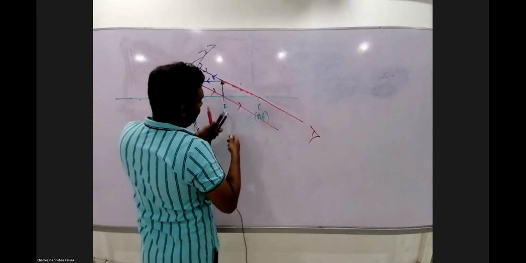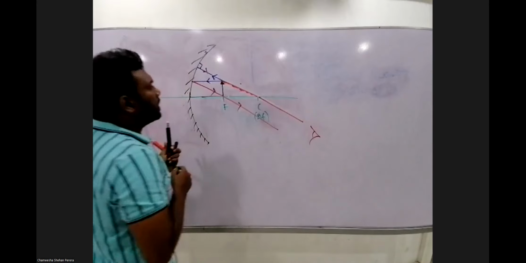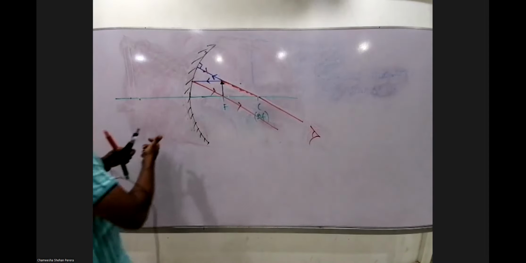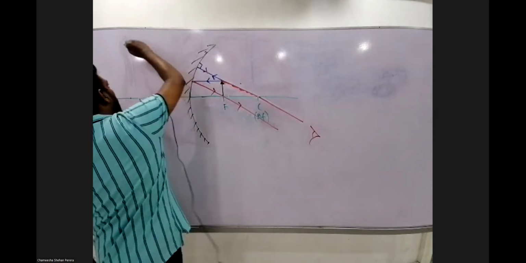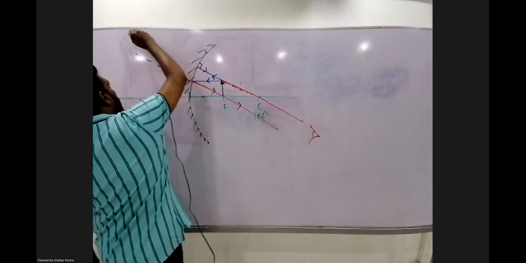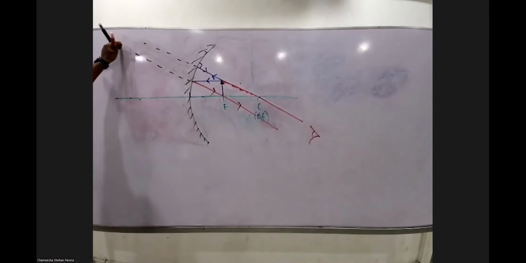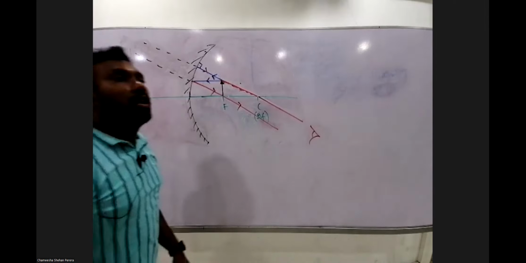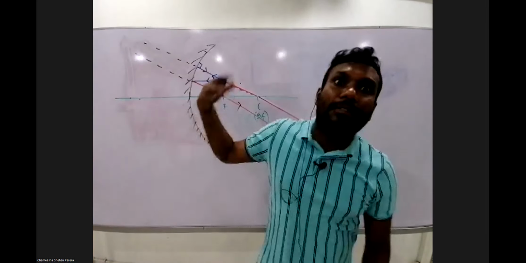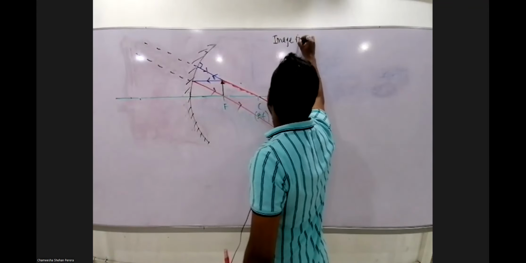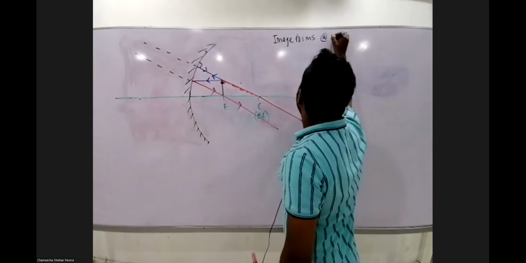And if you see here, can you see that the two light rays are parallel to each other? These two light rays are parallel to each other, which means if you extend them, they will never meet. Okay, they will never meet. If you extend them, they will go until infinity, they will never meet. So this time the image is actually formed at infinity. Okay. So what you can see here, the image forms at infinity.